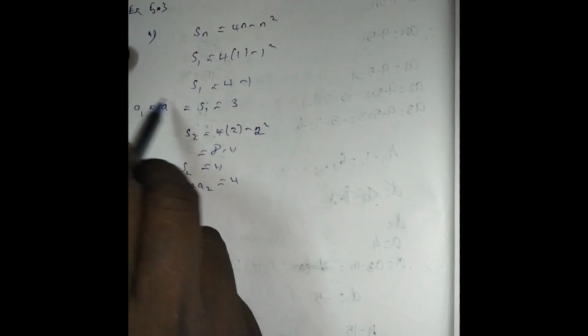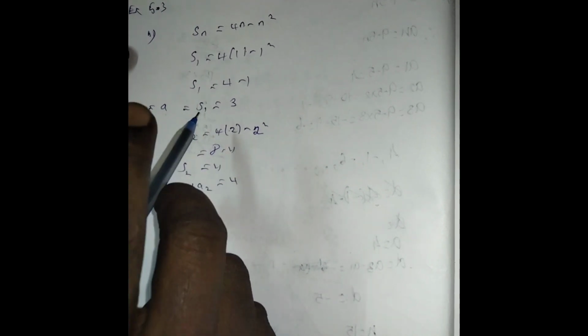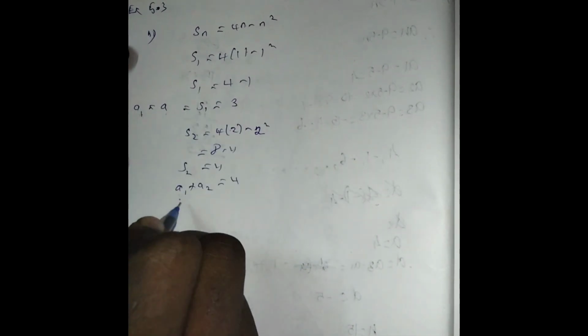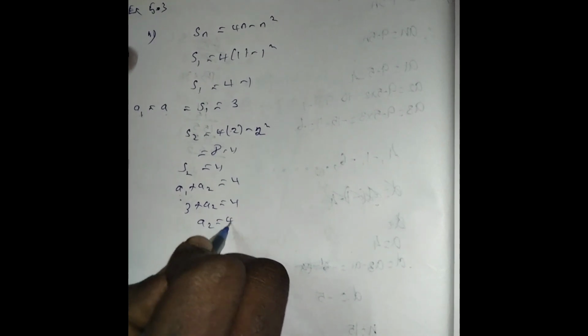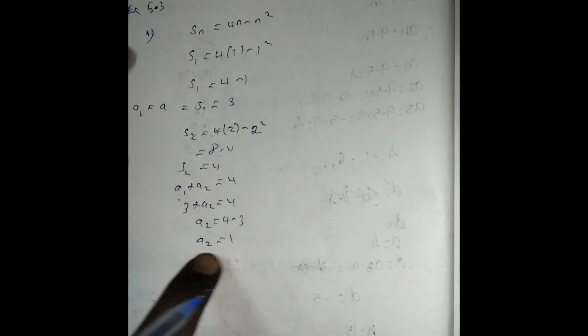Here S1 is the A1, the first term. So A1 or A is the first term. Both are representing the first term. S1 is the sum of one term, that means one term only is there. So instead of A1 substitute 3. Then A1 plus A2 equals 4, so A2 equals 4 minus 3. A2 equals 1. Then the A2 value is 1.